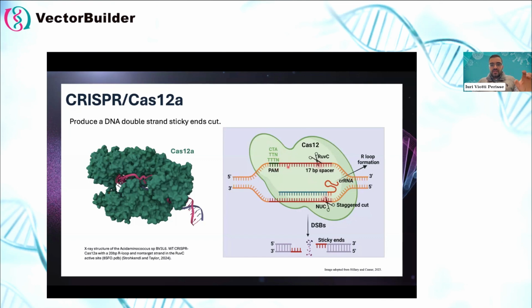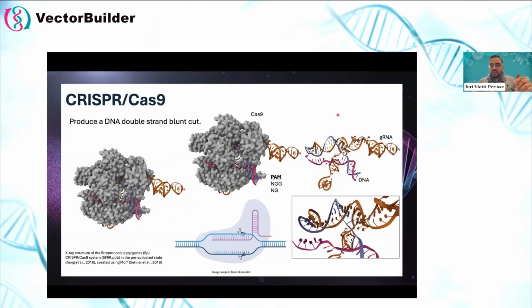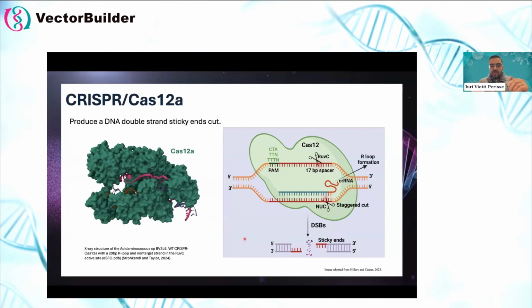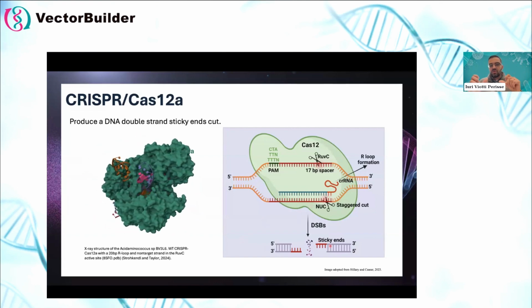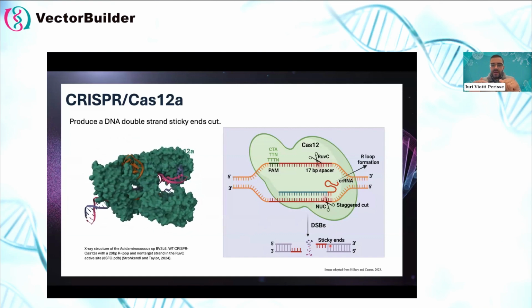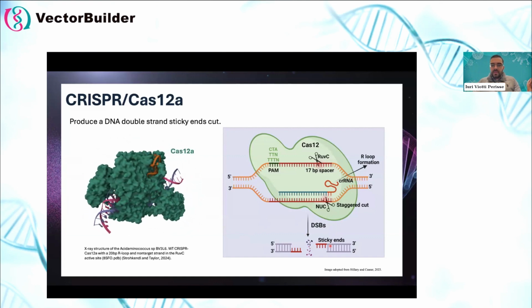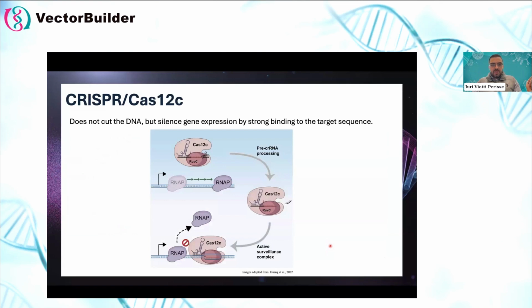So once it binds there, it also cleaves the DNA, but it doesn't cleave the DNA in a blunt end, just like it happens with the Cas9. Here we have the Cas9 cutting the DNA and performing that double-stranded break in a blunt way. Here we have a sticky end forming, and that sticky end is also going to influence how you can actually fix that DNA. So another version of the Cas12 is the Cas12c.